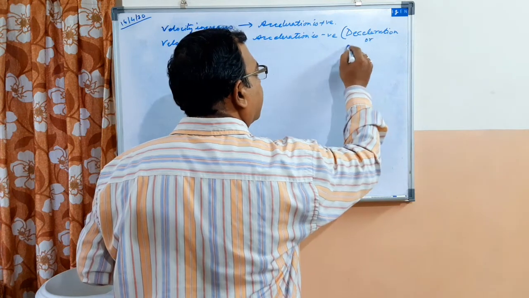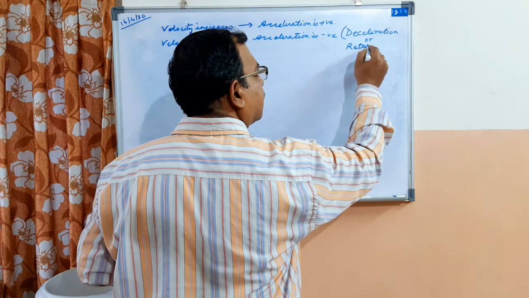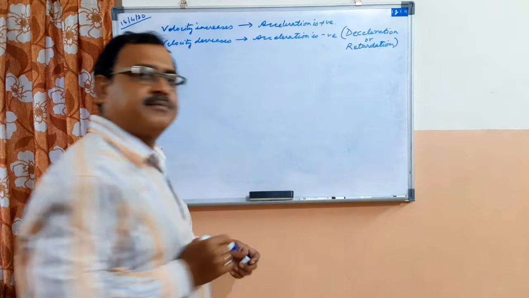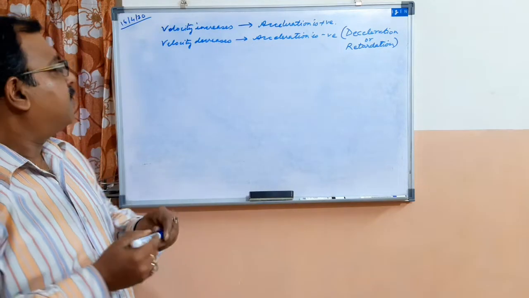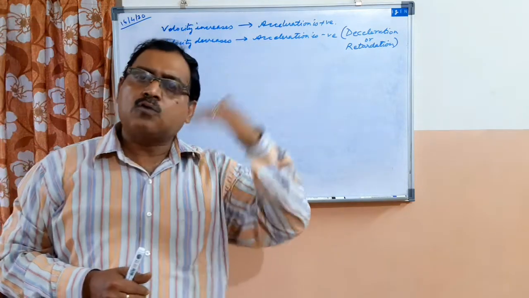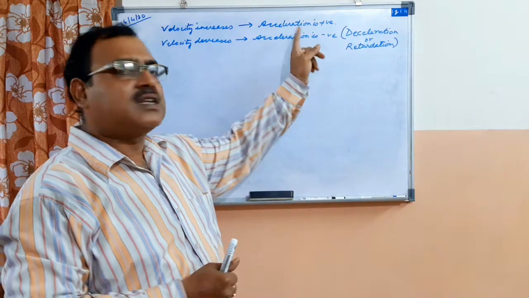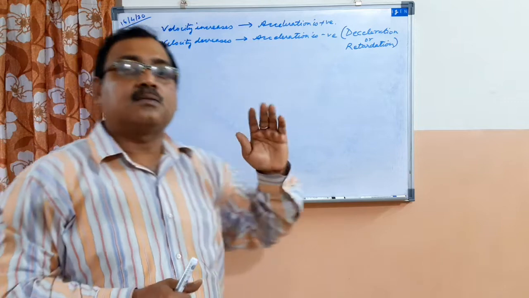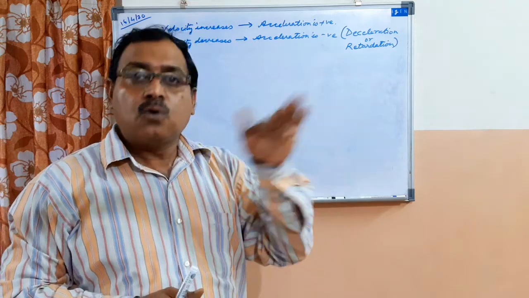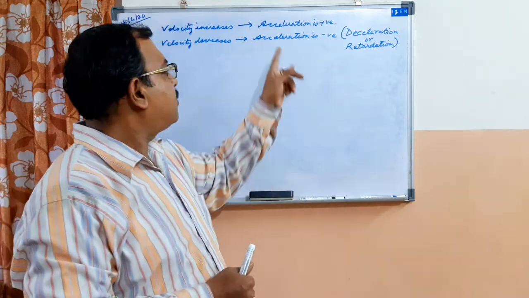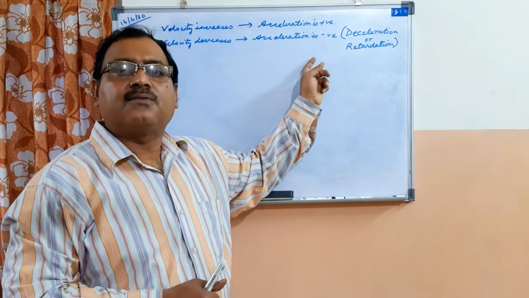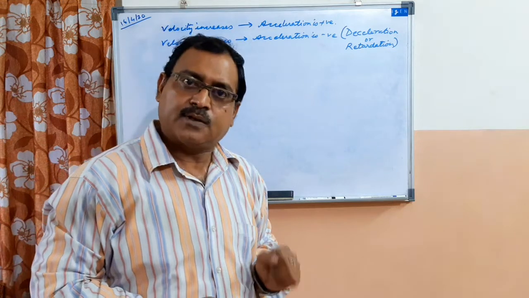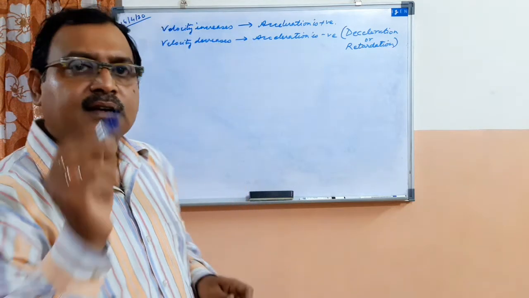or it is also called as retardation. Okay? So if the velocity increases from a lower to a higher value, then we say positive acceleration or simply acceleration. But if the velocity decreases, means from a higher value to lower value, then we say acceleration is negative, that is called as deceleration or retardation. Okay? So next we will start graph.